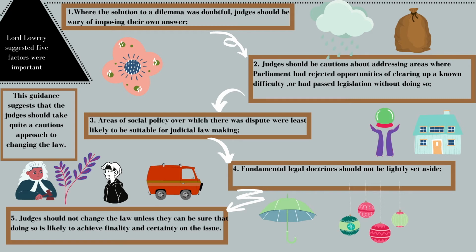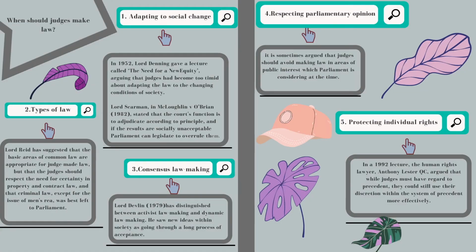Third, areas of social policy over which there was dispute were least likely to be suitable for judicial lawmaking. Fourth, fundamental legal doctrines should not be lightly set aside. Five, judges should not change the law unless they can be sure that doing so is likely to achieve finality and certainty on the issue. So basically this guidance suggests that the judge should take quite a cautious approach to changing the law. Now I will explain to you about when judges should make law.